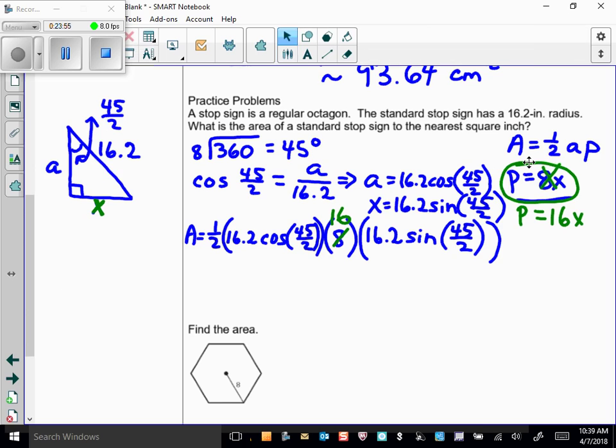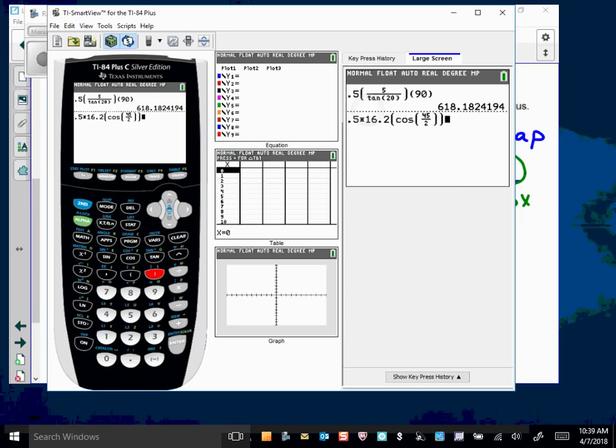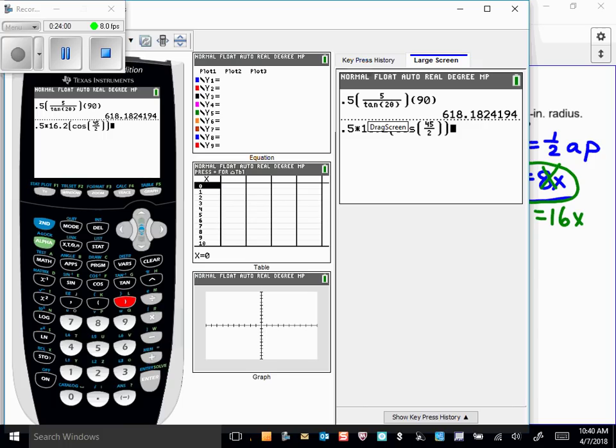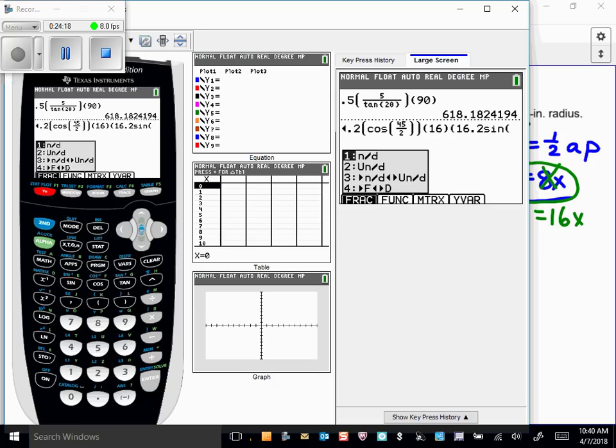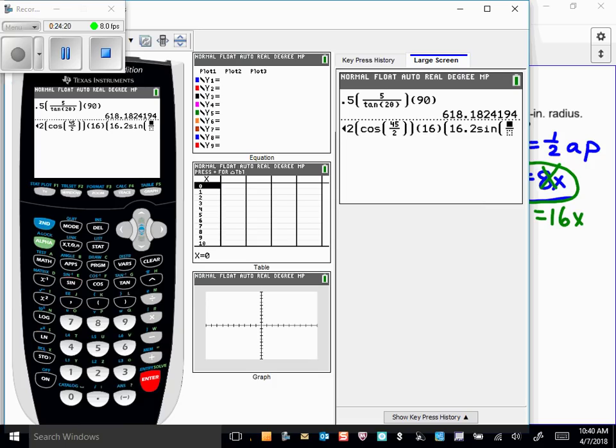Thank goodness. All right, let's go back now to our calculator. Where were we? So we got that much in. Now we're going to multiply that by 16 because now we're getting the perimeter. And once again, that's going to be times 16.2 times the sine of, need a fraction here, 45 halves. And you might be using 22.5. That's fine. I'm sure you like that better, especially Matt Brenningmeyer. So go ahead and do that if you want to.